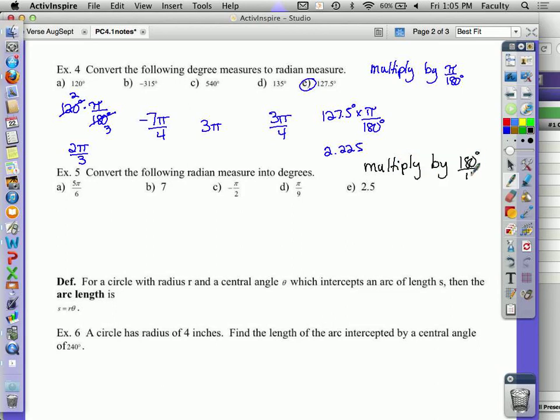All right, check it up here with my answers. Is that, you guys got it? All right, let's go on to example 5.